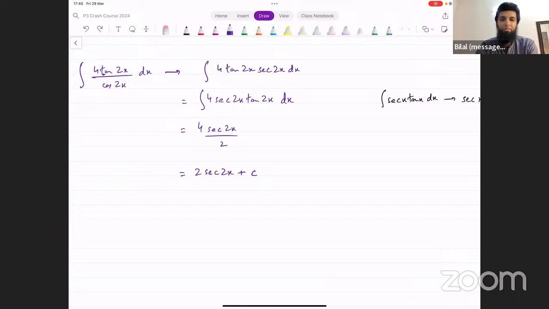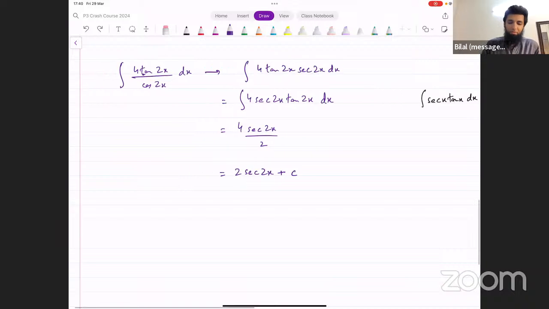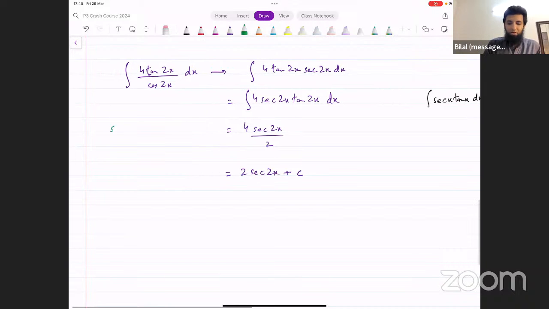Sir, we had no other way, like if we converted tan into sine over cos. No, you can't do that. You can try doing that. Sine 2x divided by cos square 2x. What do you do after that? It doesn't become any of the standard forms.